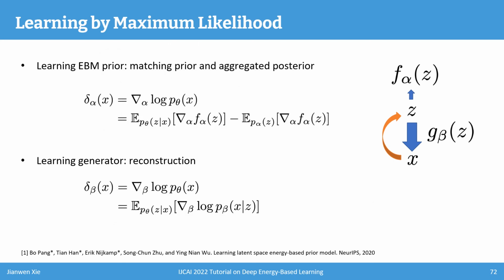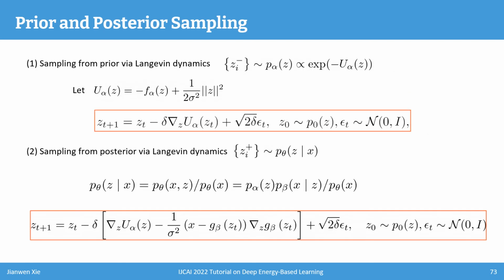The learning of the prior distribution is to match the prior and the aggregated posterior. And the learning of the generator is to reconstruct the data with the inferred latent vectors. MCMC is needed to approximate the expectation. We need to draw samples from the posterior distribution P of z given x and the energy-based prior distribution P of z by Langevin dynamics.